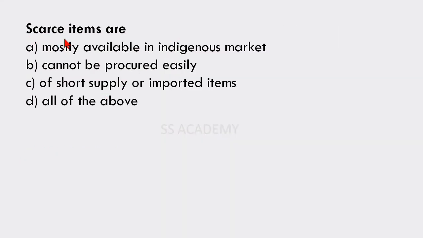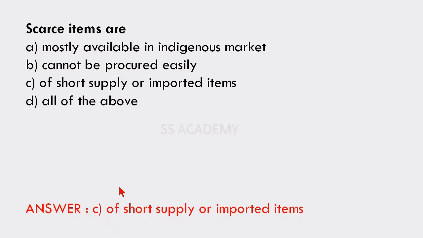Next question is, scarce items are mostly available in indigenous market, cannot be procured easily, of short supply or imported items, all of the above. The answer is option C, of short supply or imported items. Scarce items are of short supply or imported items.